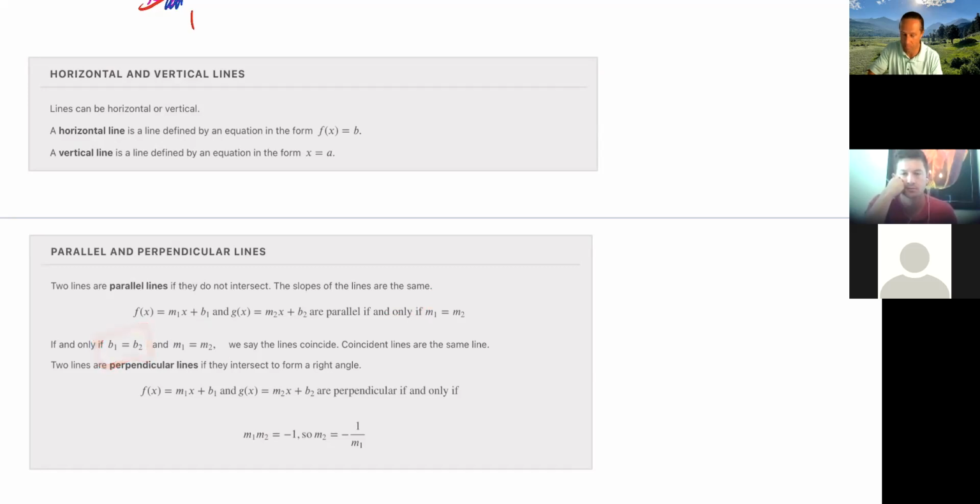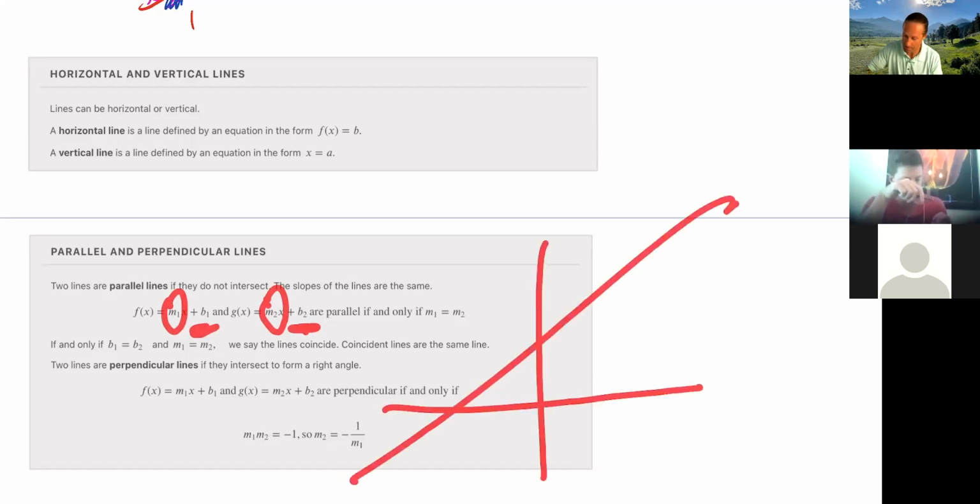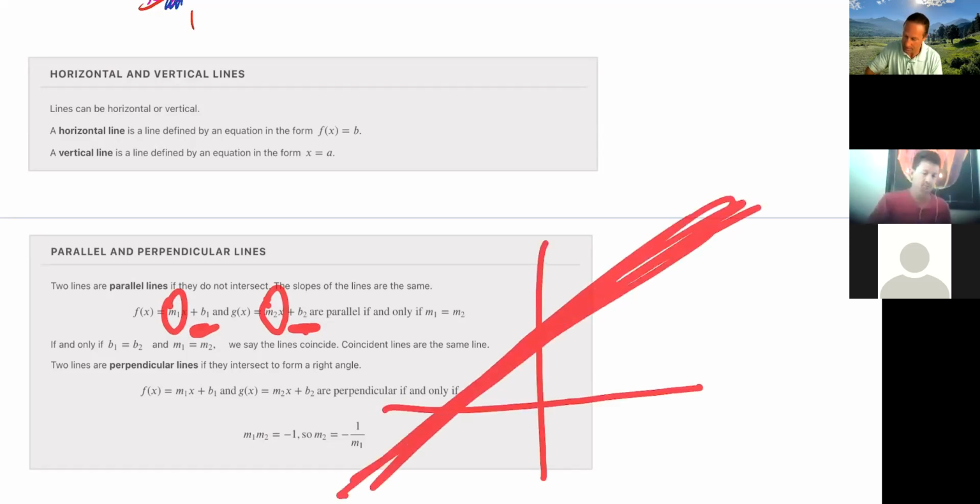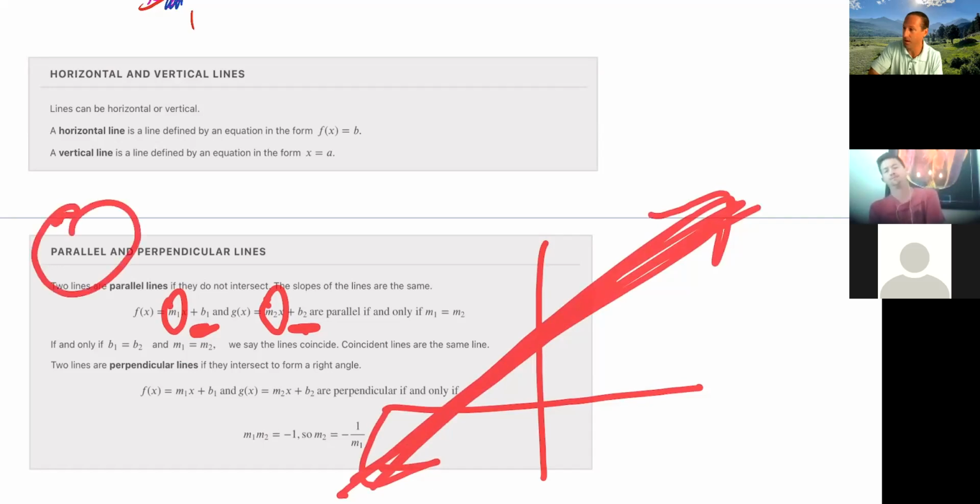Because what if both the slope and the y-intercept were the exact same? What are we talking about here? A meeting. Yeah, the exact same line. And therefore they would not only meet, they would overlap. It would be the exact same line. That is the exact opposite of parallel.